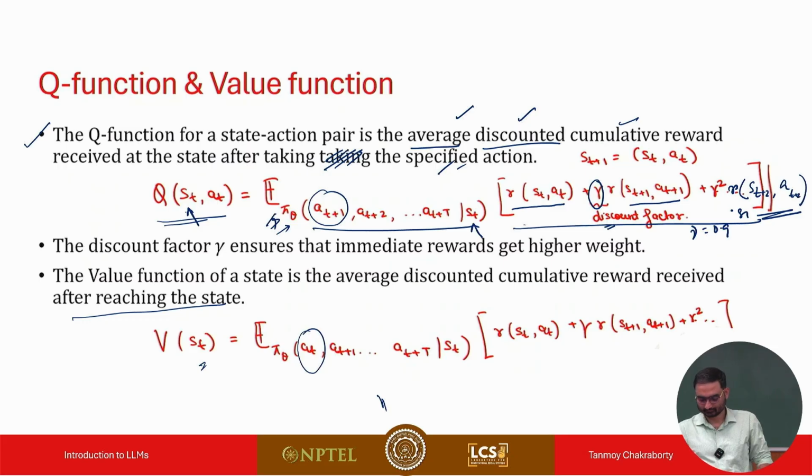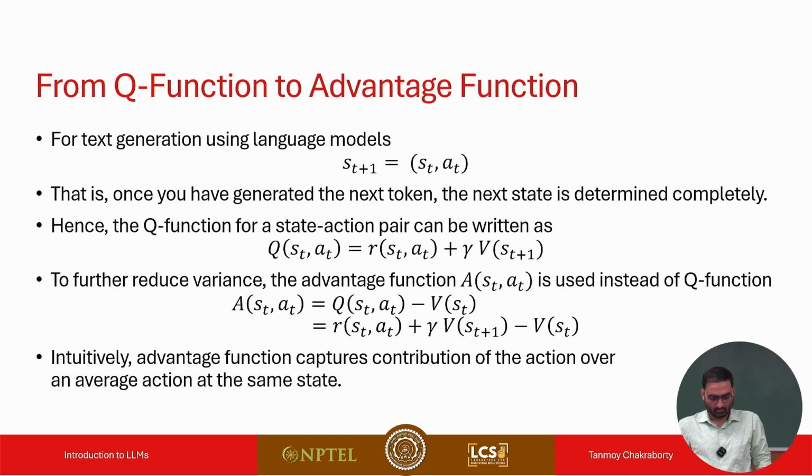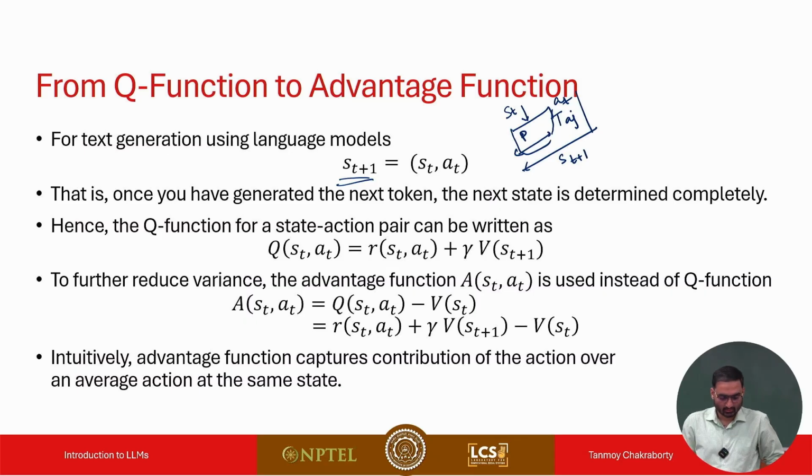In order to generate the next state, the next token, my state will be st plus 1. You generate Taj, which is my at, and you have this prompt. The next state is, so this is my st plus 1. st was this one till this part.